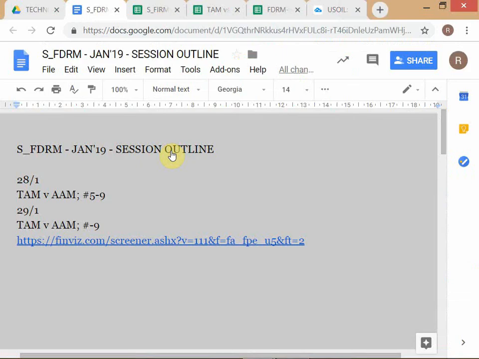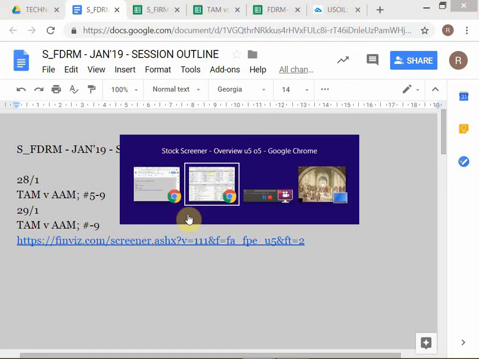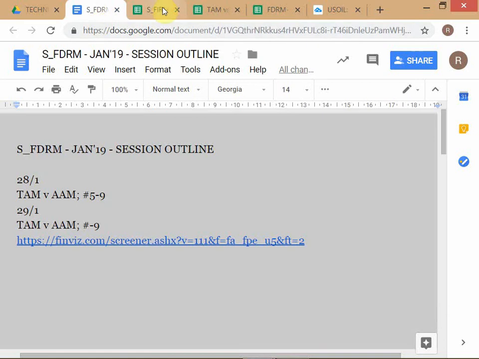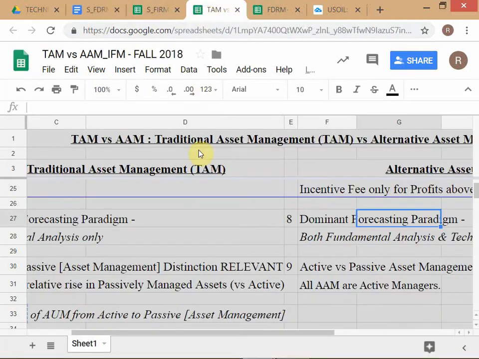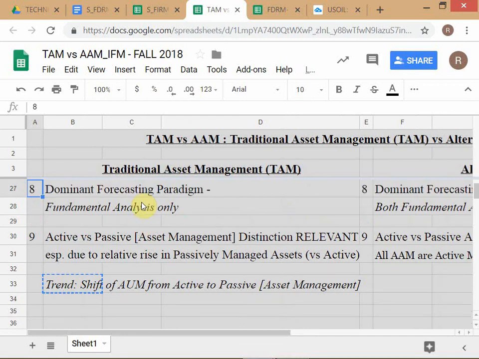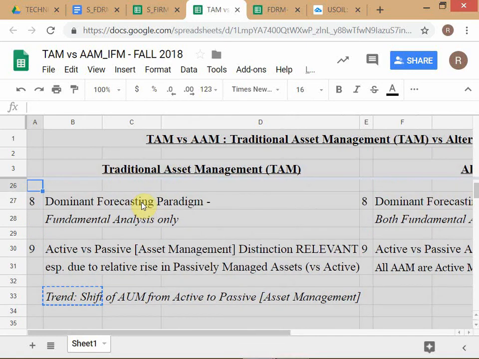Okay, so this is your brief introduction to FA and TA. This is a very big topic, so we are going to do this in greater detail later on. But if we come back to TAM versus AM, point number 8 is that the dominant forecasting paradigm in TAM is only FA, and the other one is both FA and TA. Okay, so that finishes this particular topic.